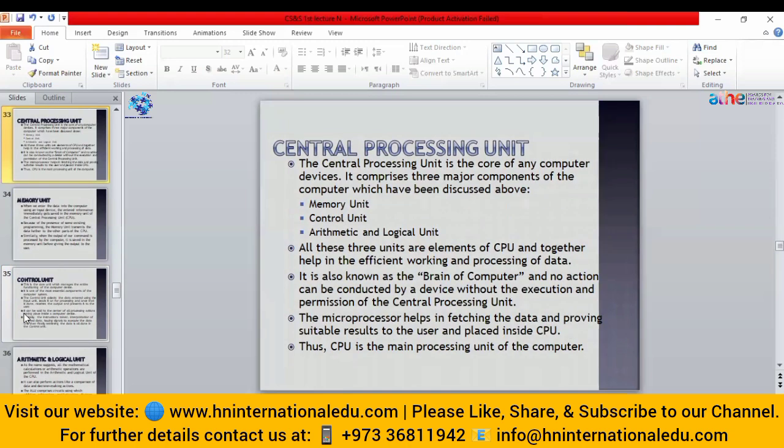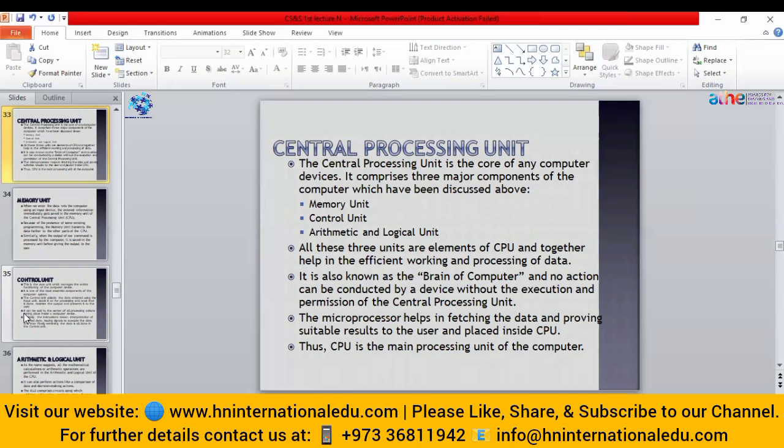The central processing unit, CPU, is the brain of our computer. It consists of three components. We can say that there are three parts of the CPU: memory unit, control unit, and arithmetic and logic unit. All these three components work together to do the complete processing. It is also known as the brain of the computer, and no action can be conducted by the device without the execution and the permission of the central processing unit.